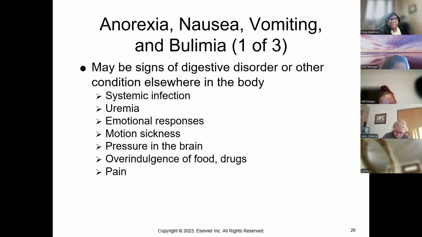Sometimes they can have nausea or anorexia because of infections in the system, uremia, which would be a problem with their urine, or emotional responses. So sometimes when you're anxious, you'll vomit or you'll have diarrhea, right? You have bubble gut. You need to take a test, you get anxiety, run to the bathroom. Motion sickness, too much pressure in the brain, so ICP, eating too much food or taking too many drugs, and pain. All these can cause these symptoms. Manifestations of anorexia, nausea, and vomiting are the signs of a digestive system disorder or some other condition.